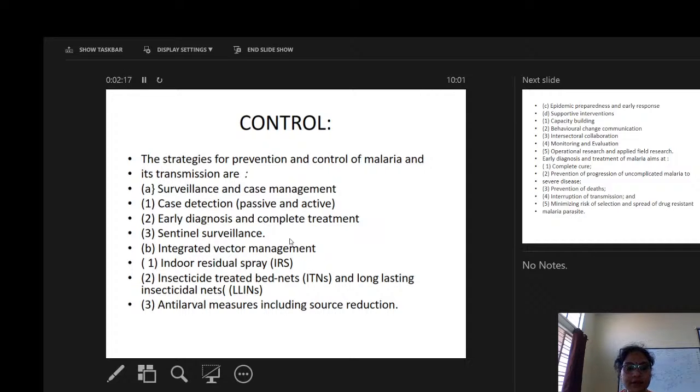So next is sentinel surveillance. Like as I told you, I'll go and see the cases outside in the community. Next, we have to see the environmental surroundings also. Next comes integrated vector management. First is indoor residual spray, insecticide treated bed nets, and long lasting insecticidal nets. Next are anti larval measures, including source reduction.